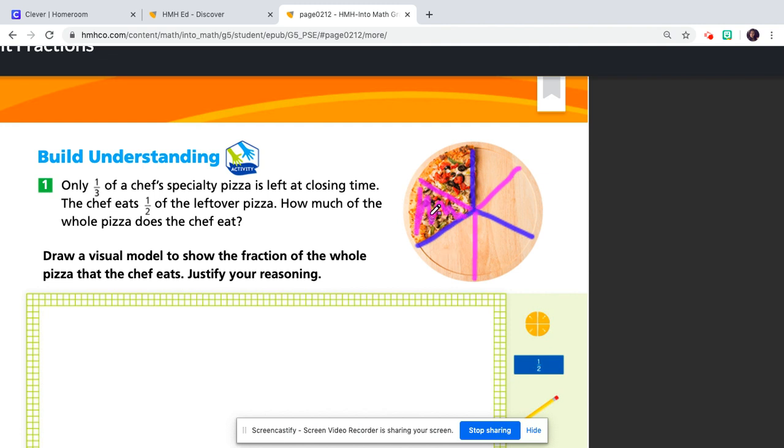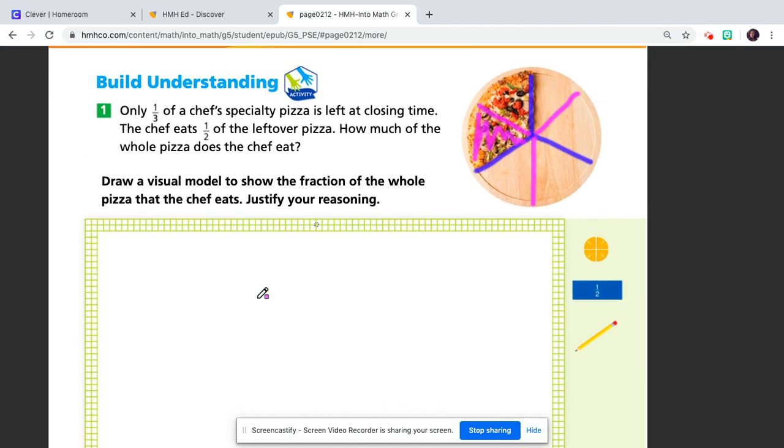What fractional amount is that? What we're going to do is count all these pieces. 1, 2, 3, 4, 5, 6. So of the 6 pieces, the chef only eats one of them. Okay? So he has 1/6 is the amount that he eats. I guess I would say, how much of the whole pizza does the chef eat? 1/6 of the whole pizza.